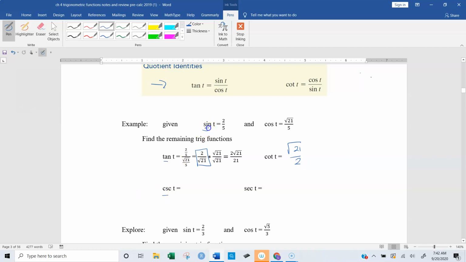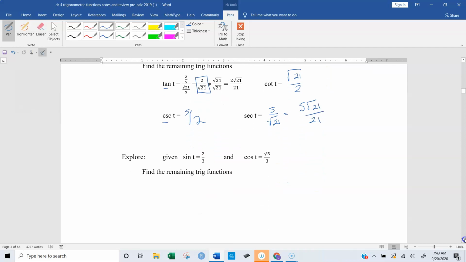Cosecant is the reciprocal of the sine, so that's 5 over 2. Secant is the reciprocal of the cosine, so this is 5 over the square root of 21. Of course, I have to rationalize my denominator, so that's 5 square roots of 21 over 21. Okay, pause and do yours.